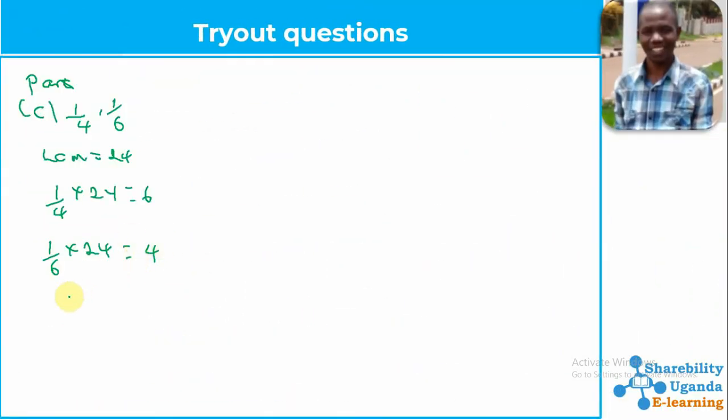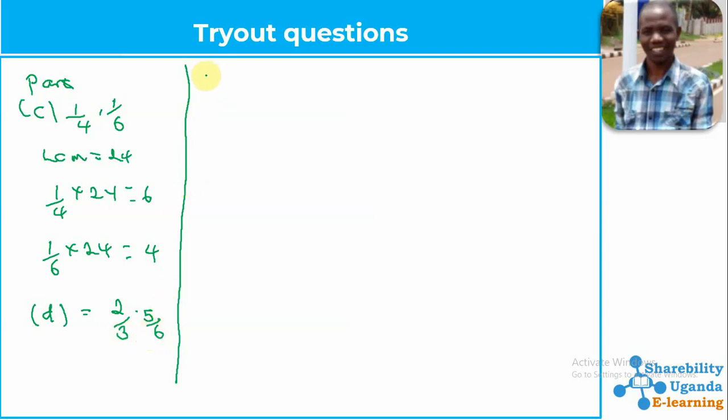Part D, what do we have in our D? We have 2 out of 3 and 5 out of 6. Let's come here and use our factors. So what is 3 times what? 3 times 6, we get 18.